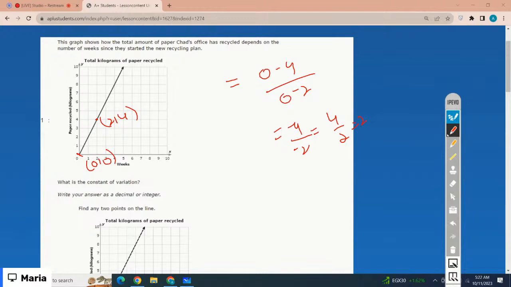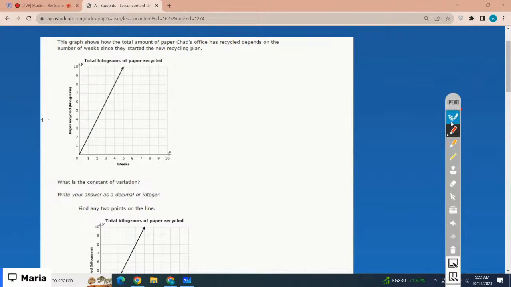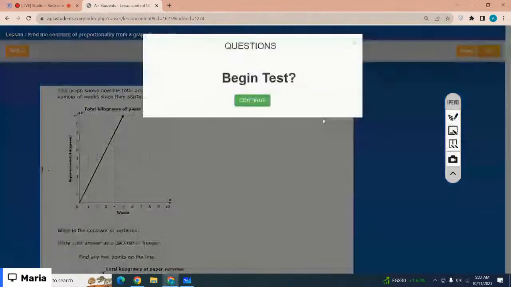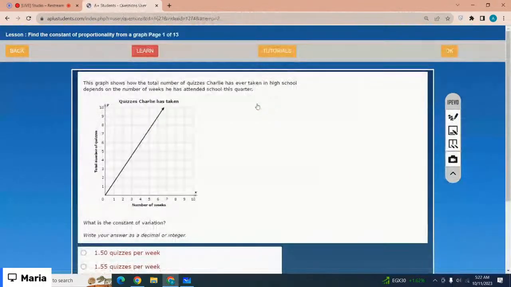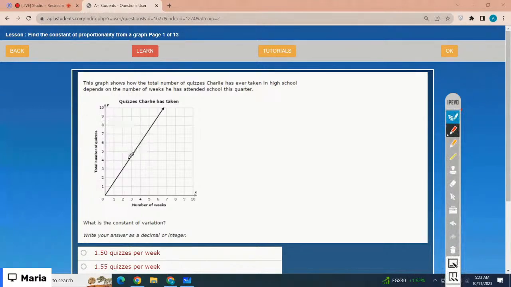Okay, let's just start with the practice questions. The graph shows how the total number of quizzes Charlie has ever taken in high school depends on the number of weeks he has attended school this quarter. What is the constant of variation? Okay, let's select any 2 points on the graph and calculate the values. This one is 0, 0, and this one is x is 2, y is 3.